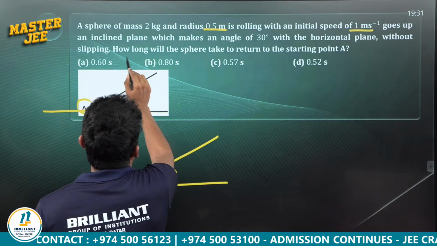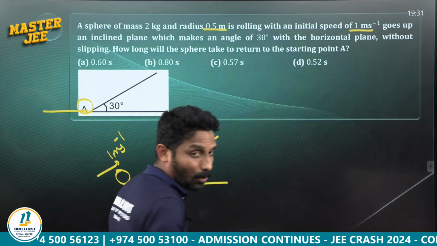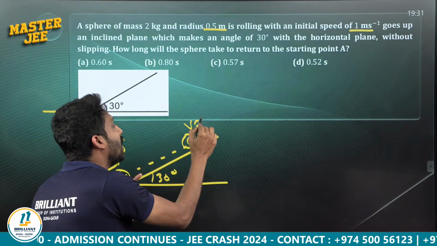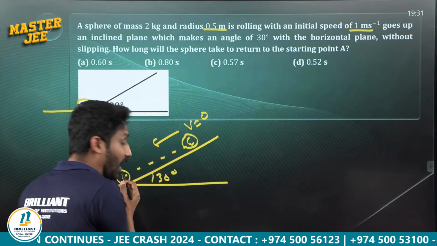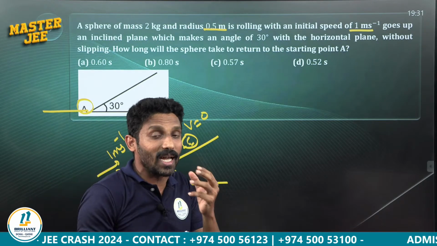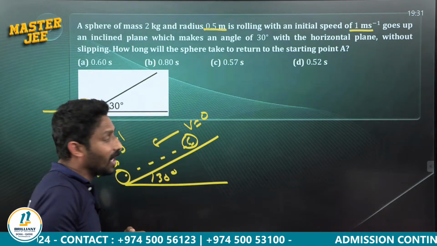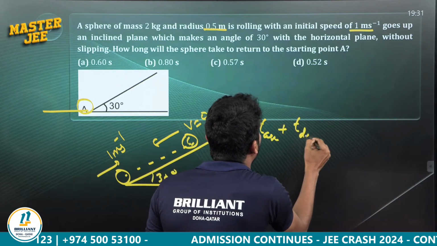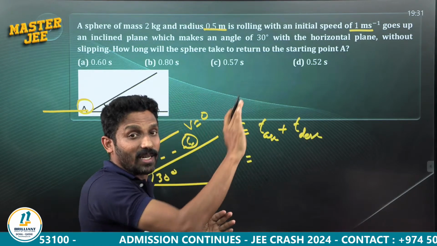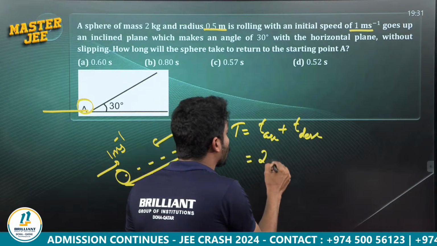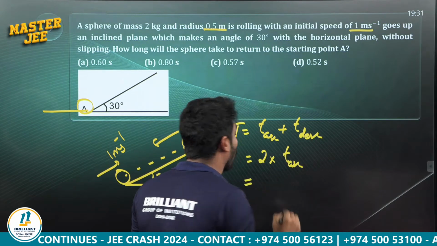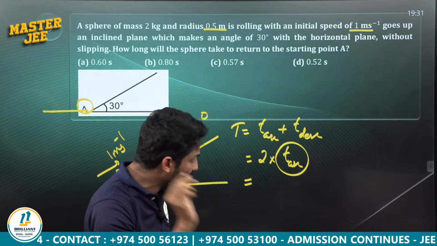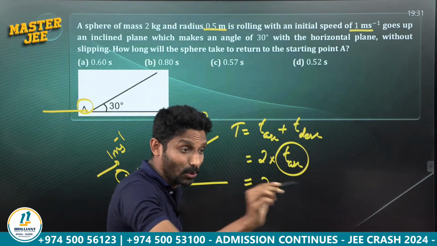The question is, how long will the sphere take to return to the starting point? It will be moving up, retarding, and finally it comes to rest, and then it returns back. How long it will take means the time taken to return back. This time is time of ascent plus time of descent, and the times of ascent and descent are equal. So this is twice the time of ascent. And this time of ascent is actually the stopping time. We studied the equation of stopping time as u by a.